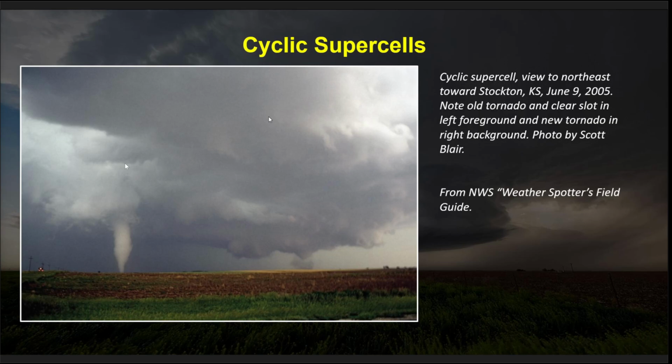Here's an example of a cyclic supercell in Stockton, Kansas. You'll notice there's an old tornado in the clear slot in the left foreground, and then a new tornado in the right background. So this is why it's important to be situationally aware. You may think, oh, I see the tornado, but there could be another tornado developing right on top of you. So you've got to always be aware of what's happening.